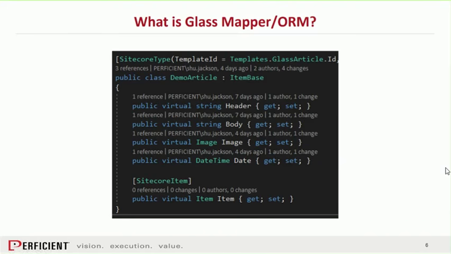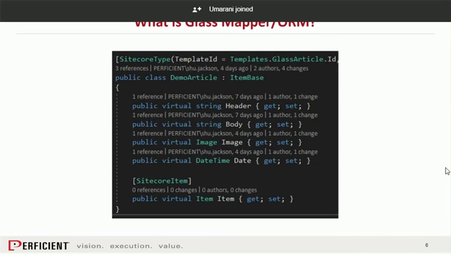So at some point later in your code, if you do come to the point where you need to lock or unlock your item, having this Sitecore item attribute goes ahead and gives you access to that item instead of having to then, again, write some mapping code to get that item for yourself. Glassmapper goes ahead and gives you all of those attributes with that Sitecore item attribute on your model.